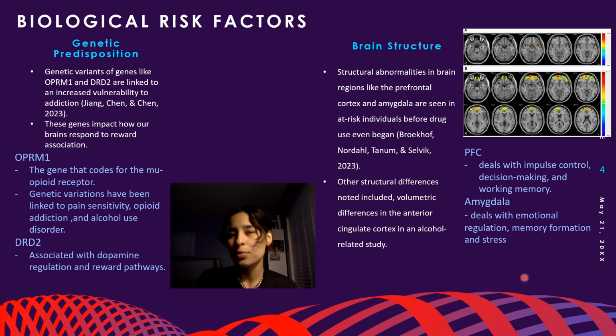Now, a little bit about the prefrontal cortex and the amygdala. Let's review it. The prefrontal cortex deals with impulse control, decision-making, and working memory. The amygdala deals with emotional regulation, memory formation, and stress. Other structural differences noted included volumetric differences in the anterior cingulate cortex in an alcohol-related study that researchers reviewed.